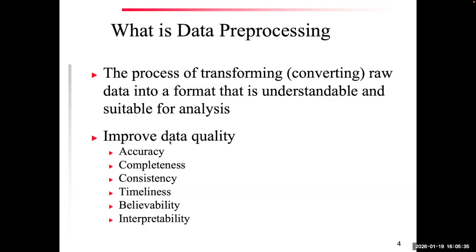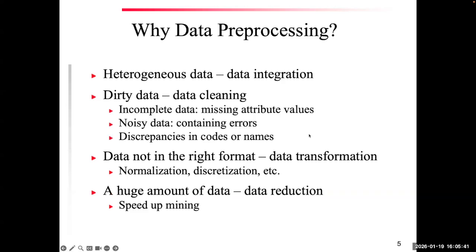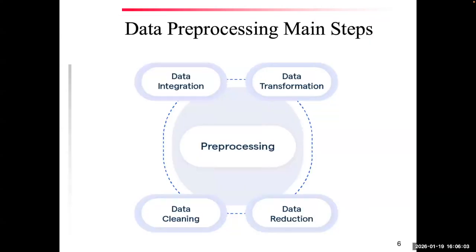And we also talked about dirty data and different types of problems with the data, like incomplete data, or if the data are not in the right format, we do the transformation. If we are dealing with a huge data set, like millions of rows or thousands of features, maybe we want to do data reduction. And we are going to talk about them more in detail today. So these are the 4 main steps of data preprocessing: data cleaning, reduction, transformation, integration.